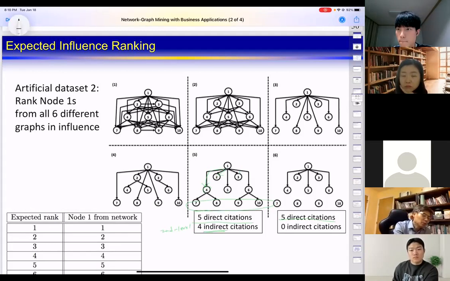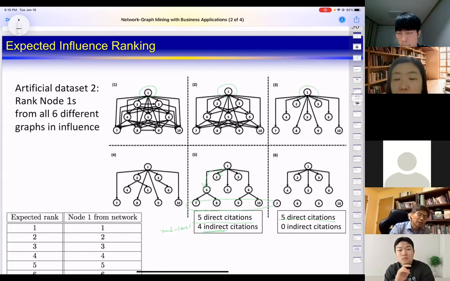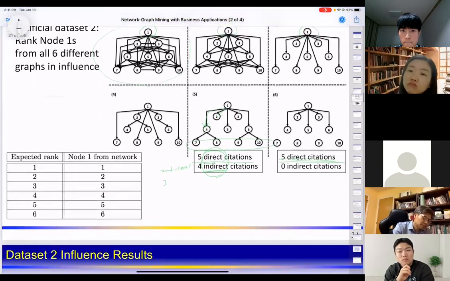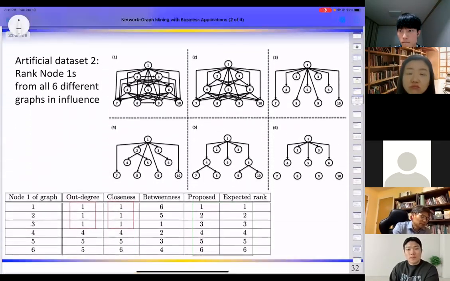So which node do you think is more important? This one or this one? Which one, Sungim? Among the 6 networks, they all have the same 5 direct citations. But in the graph one, they have many indirect citations. So when you measure the influence of each node, we have to consider direct citation and indirect citation at different levels. Graph kernel can consider it. So I'll skip the details.